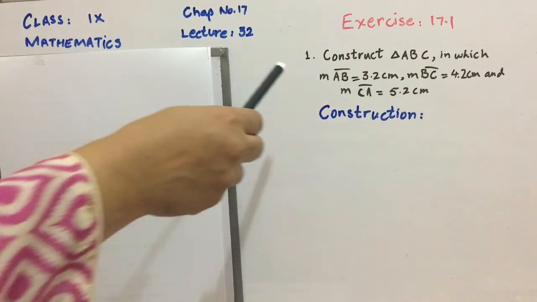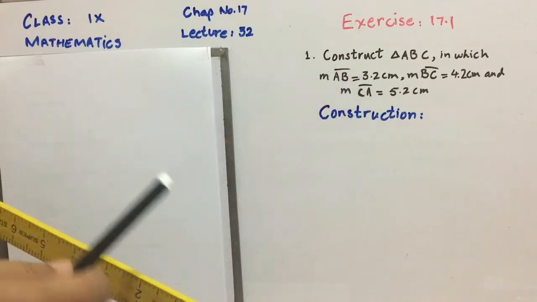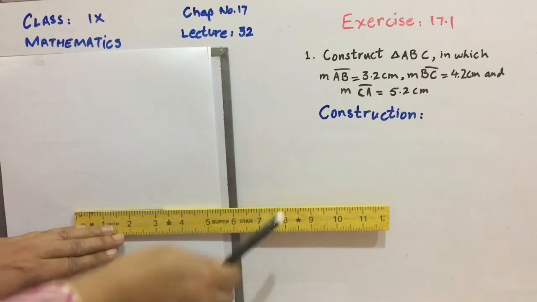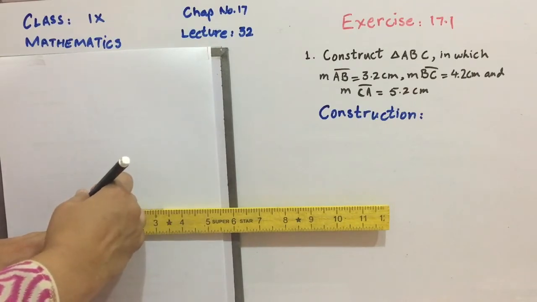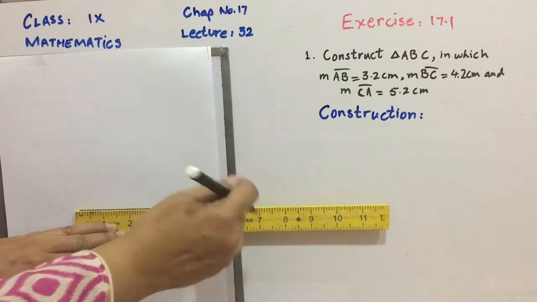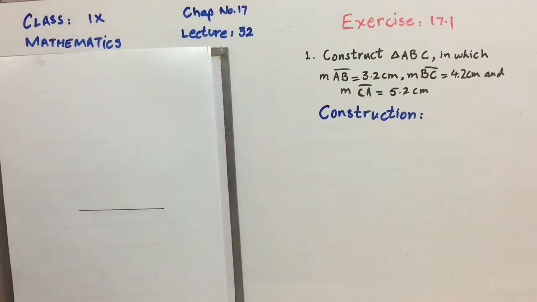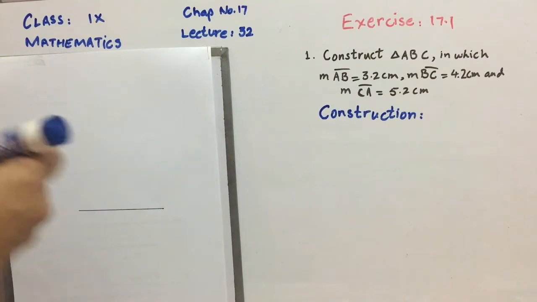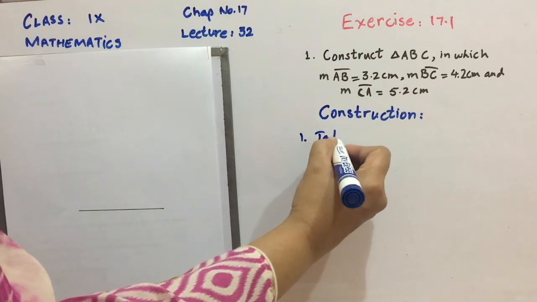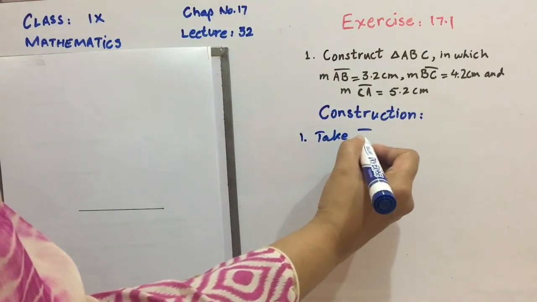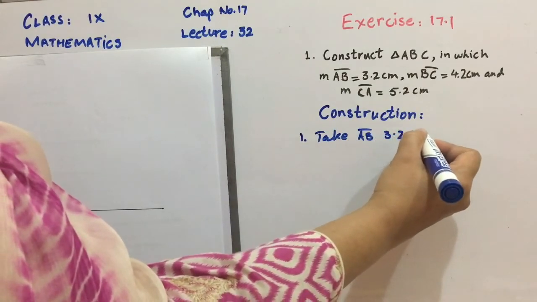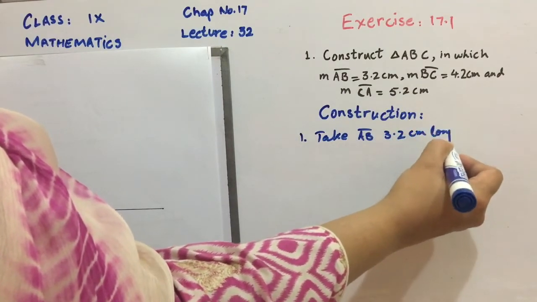First of all, I will take the line segment AB 3.2 centimeters long. On the other hand, write the step number 1. Take line segment AB 3.2 centimeters long. It's our first step.